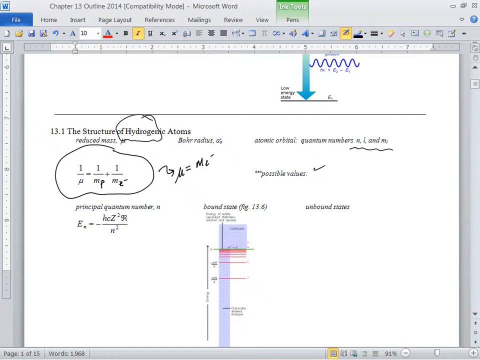What's the Bohr radius? About 52.9 picometers, so 50-some picometers. What was the symbol? A0. Yeah, it's the most likely position of the electron in a hydrogen atom. That's kind of the meaning of the Bohr radius.